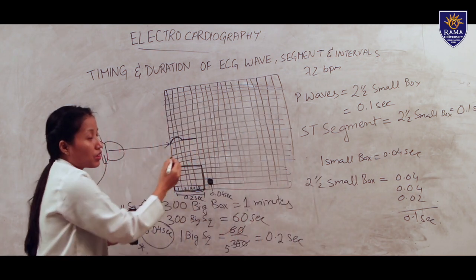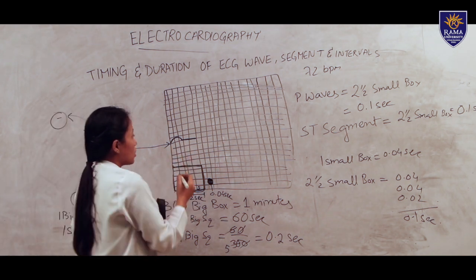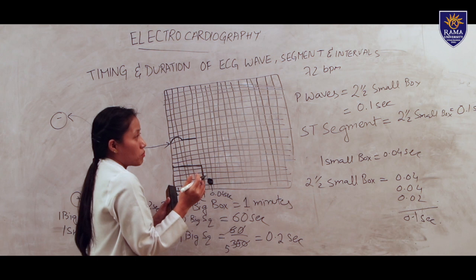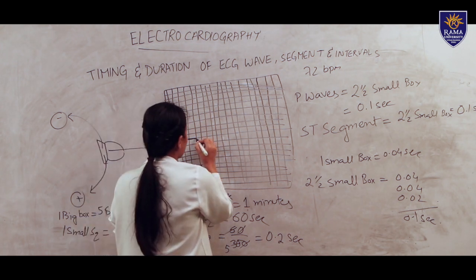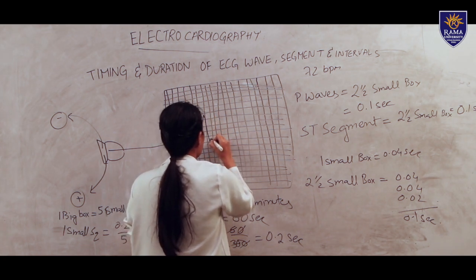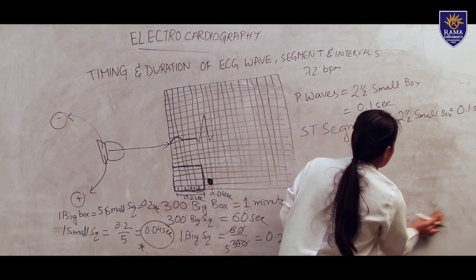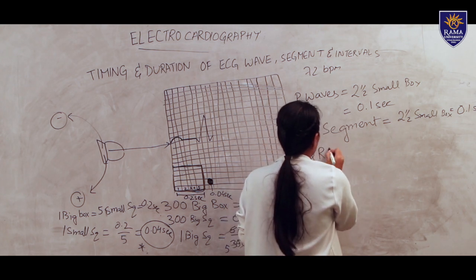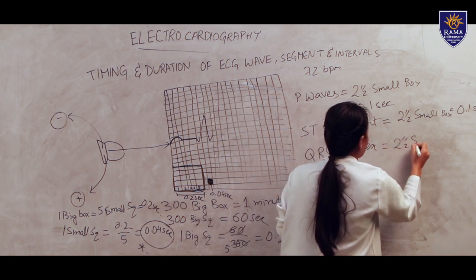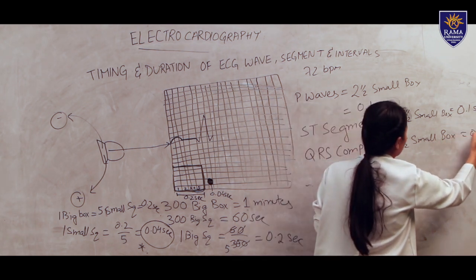After the AV node conduction, the ventricles will be depolarized. The whole ventricles will be depolarized and the QRS complex will be formed. This QRS complex will also take 2.5 small boxes. So Q will give a negative deflection, it will go up and form a QRS complex. The QRS complex also will take 2.5 small boxes, and it is also the same 0.1 seconds.